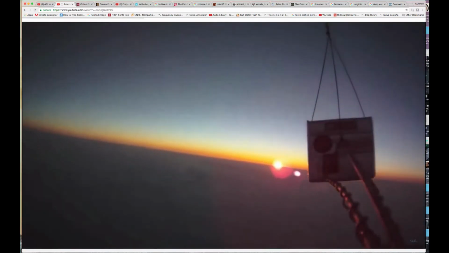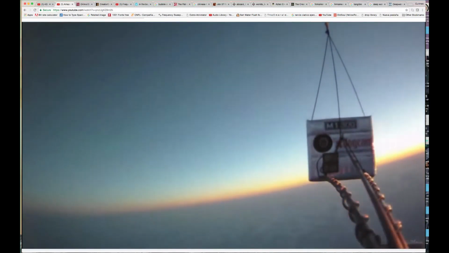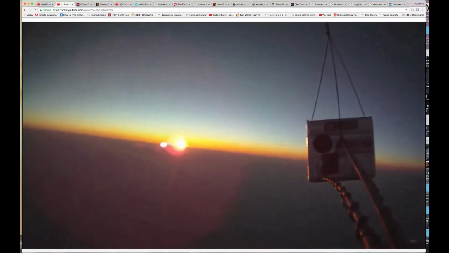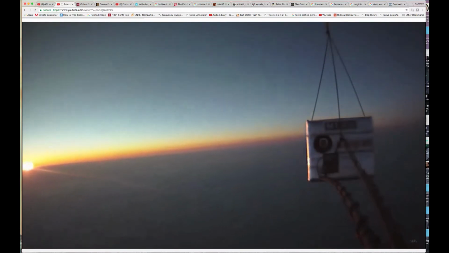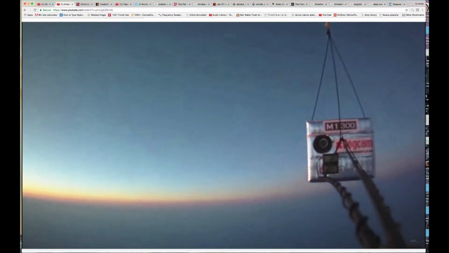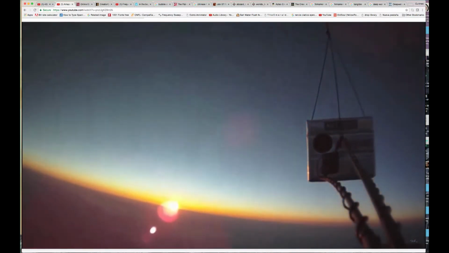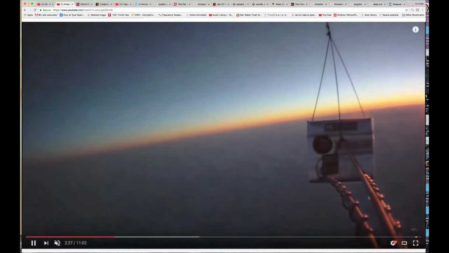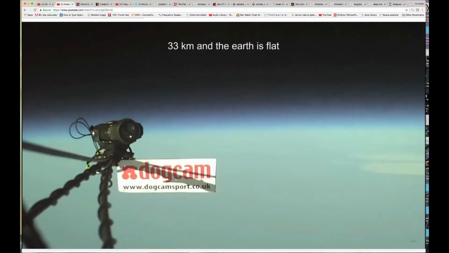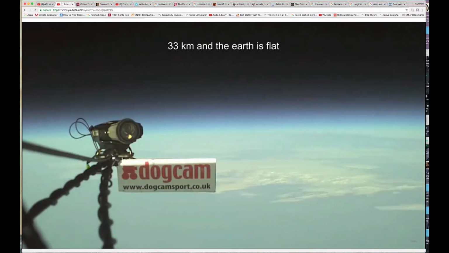By now, look at the altitude we're in. We're supposed to have curvature already, a lot of curvature. It's not even supposed to curve like that up if it was so curved down. Shouldn't do that. Feet. 33 kilometers and the earth is flat. Look at that. Look at that. No distortion.